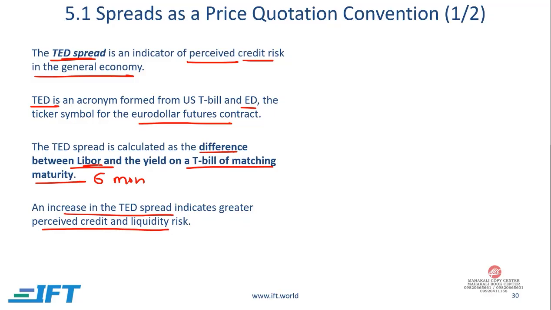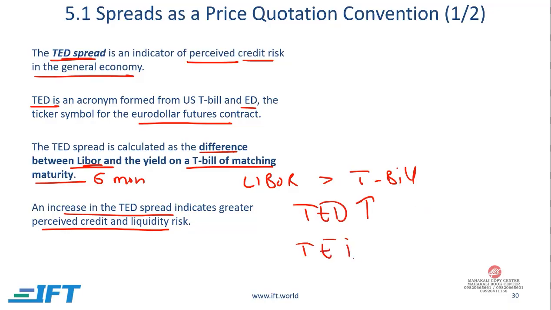So this makes sense. As I said earlier, LIBOR is an interbank offer rate. So banks lend and borrow from each other at LIBOR. And since banks are non-government entities, there is some credit risk involved. Therefore, we would expect LIBOR to be greater than the risk-free T-bill rate. The difference between these two is called TED. And if TED goes up, that means that the perceived credit and liquidity risk is going up. And if TED comes down, this means that the perceived credit and liquidity risk in the general economy is coming down.